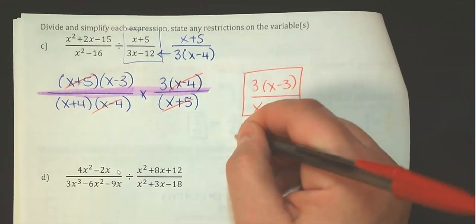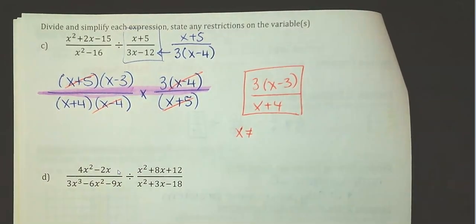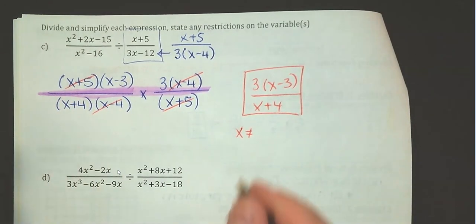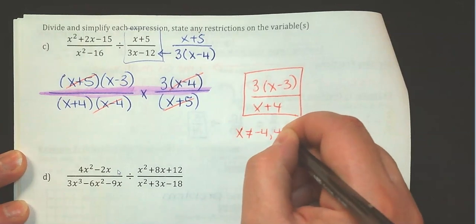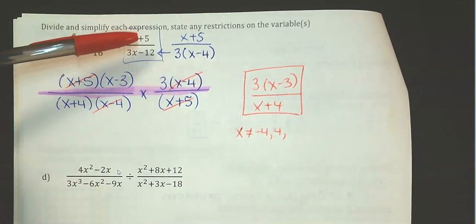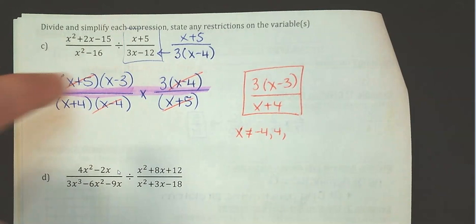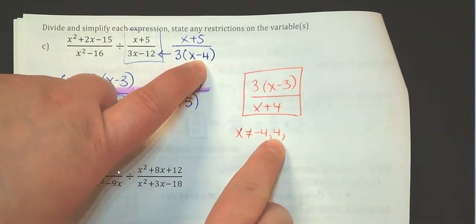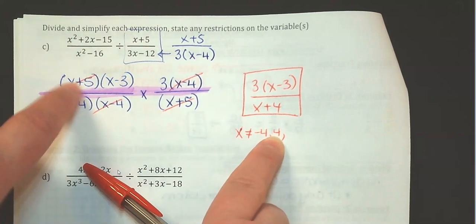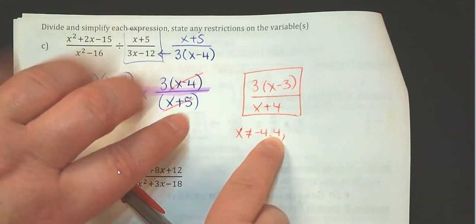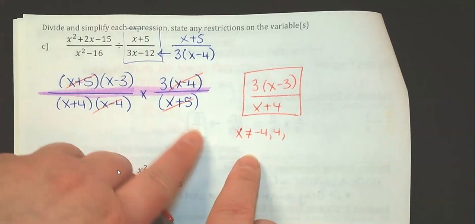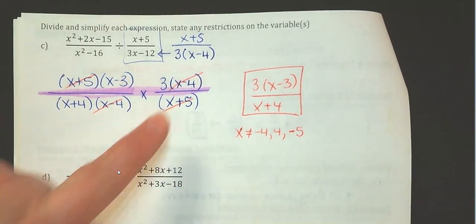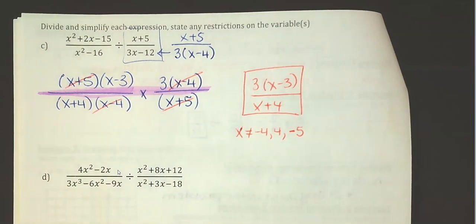And then for my restrictions, I'm just going to go back real quick. At the beginning of the problem, I had x plus 4, x minus 4 in the bottom. So we don't want 4 or negative 4. And then for the second fraction, before I flipped it over, we had that 3 times x minus 4. I've already taken care of 4 because that ended up being in the bottom of this first fraction, so we don't need to write it again. But then when I flipped it over, the x plus 5 ended up in the bottom, so then I do need to add negative 5 into my restrictions.